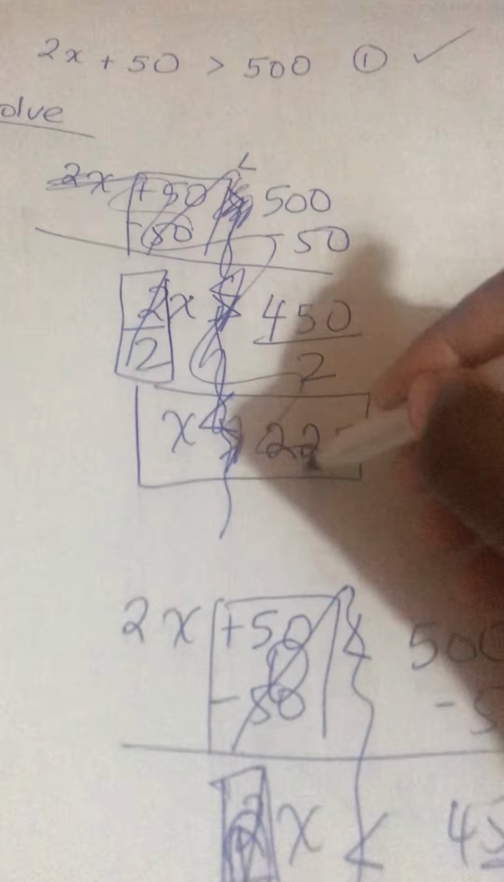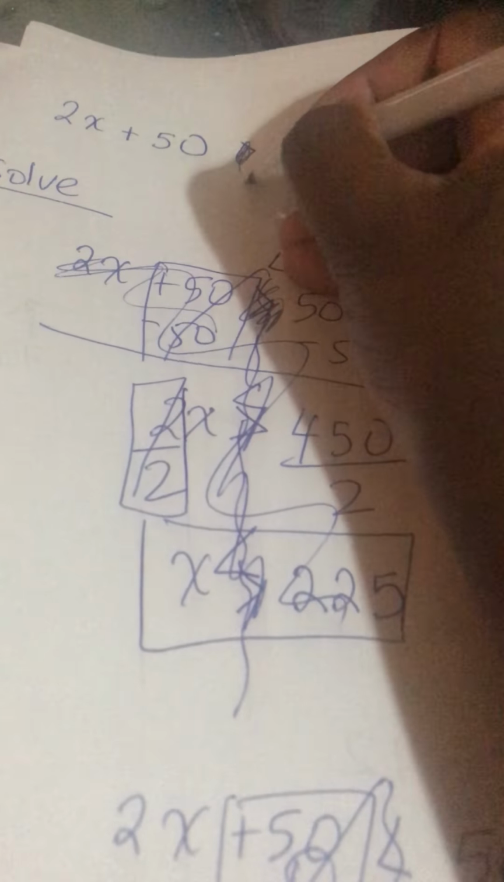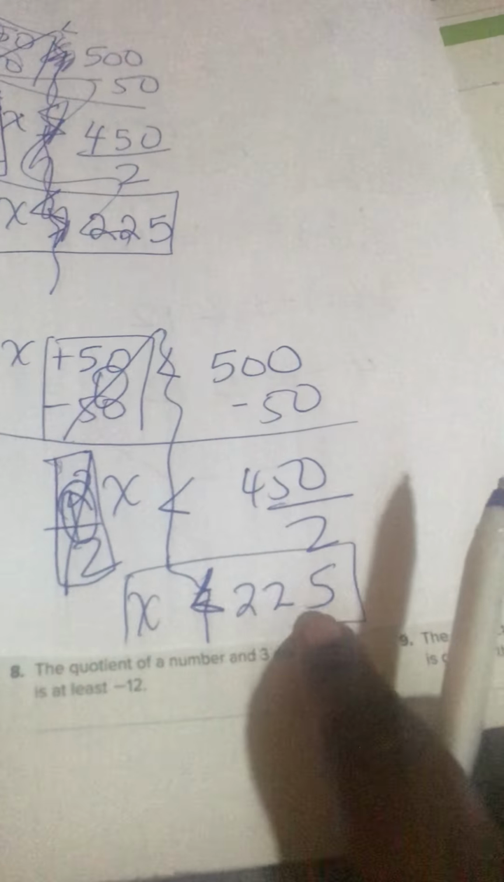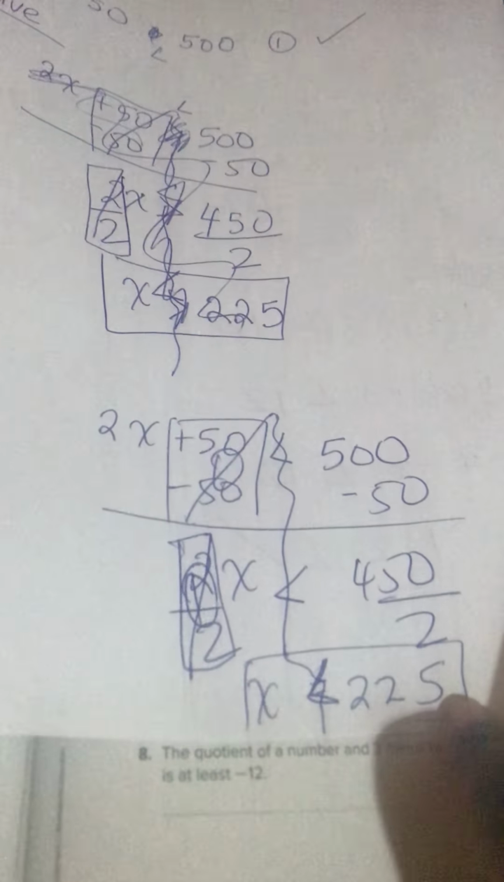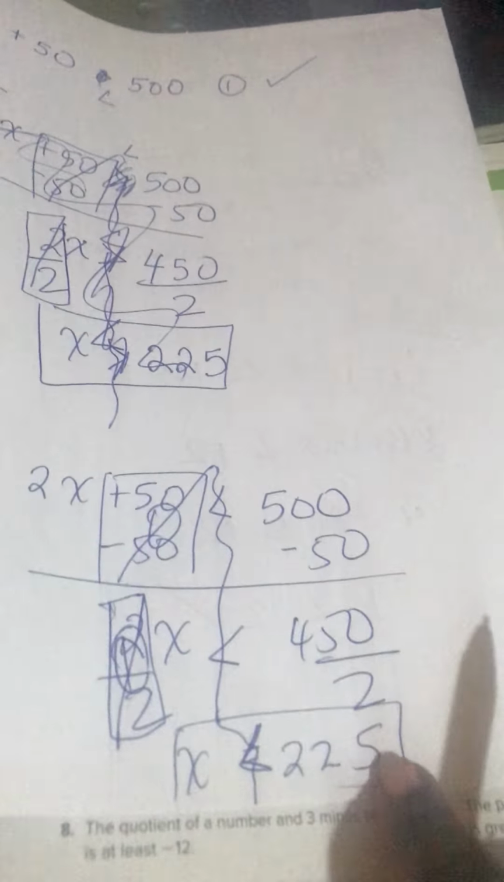This is not correct. Even here, change this to less than, because the question says does not want to spend more than. So that means he wants to spend less than. So when checking, we need a number less than 225. So let's try with 10.